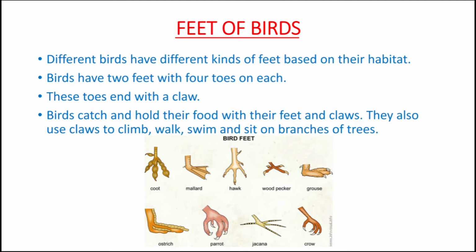So, the feet of the birds depend upon the place where they live. We can say different birds have different kinds of feet based on their habitat. Birds have 2 feet with 4 toes on each. These toes end with a claw.